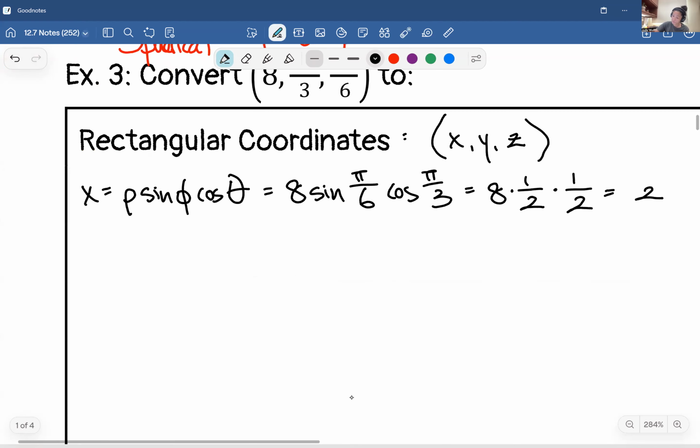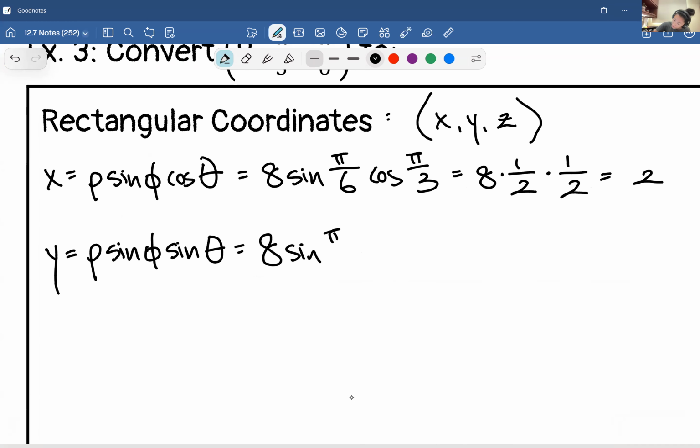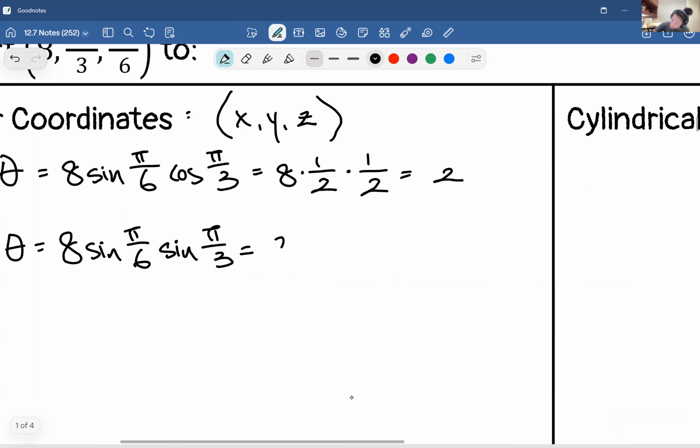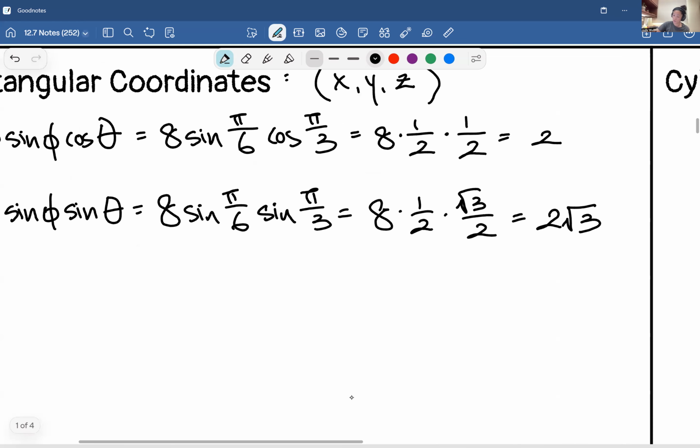So we'll end up with an x value of 2. Okay. We'll do the same thing for our y. This is going to be our rho sine of phi sine of theta. So 8 sine pi over 6 sine pi over 3. And this will give us 8 times 1/2 times root 3 over 2. This will end up with 2 root 3 instead of a 2.